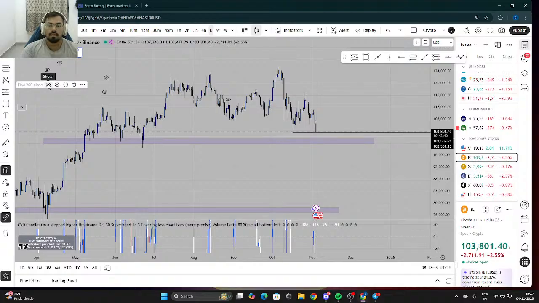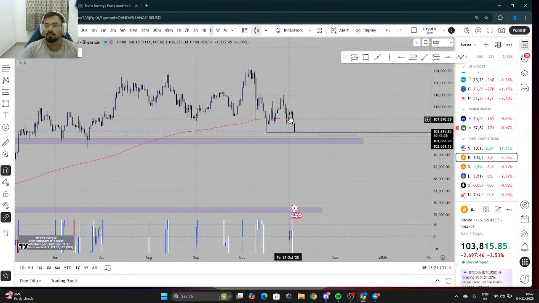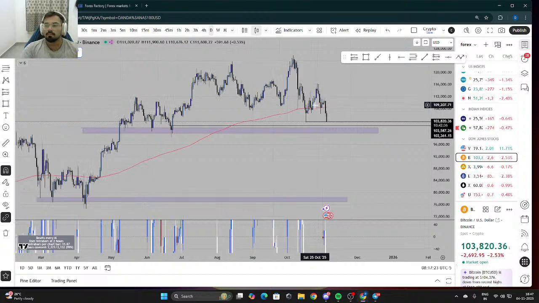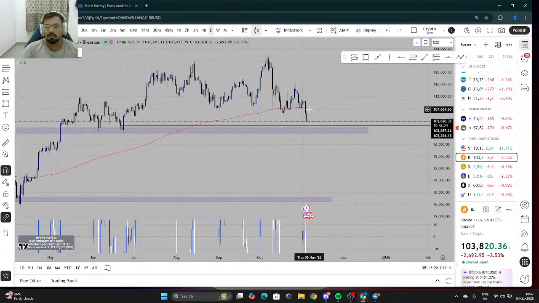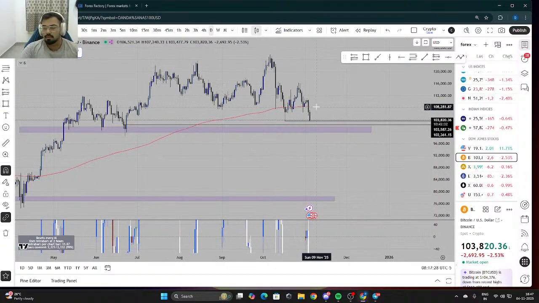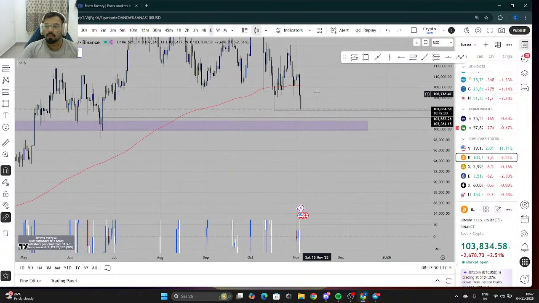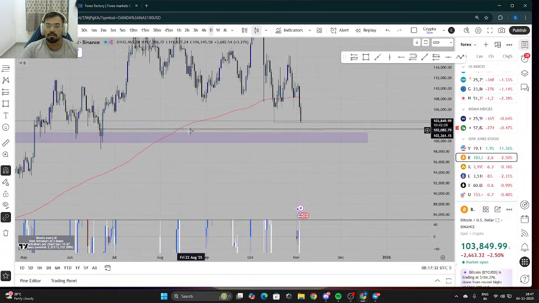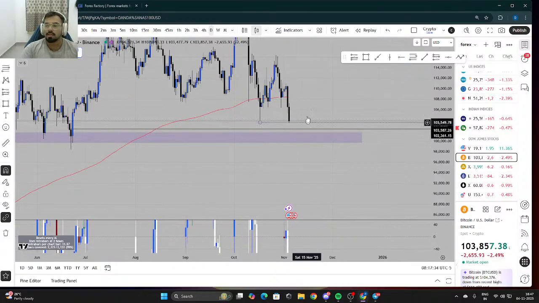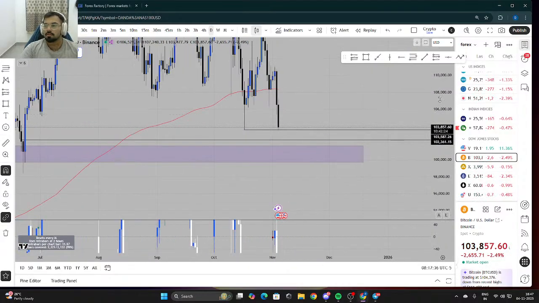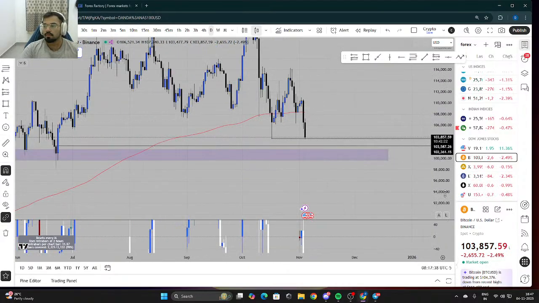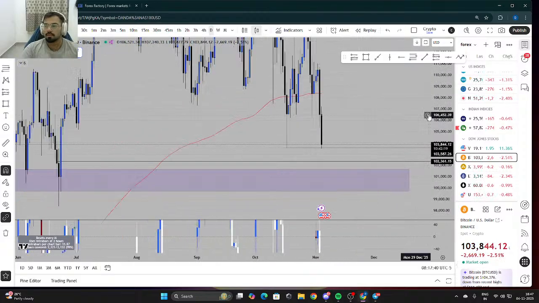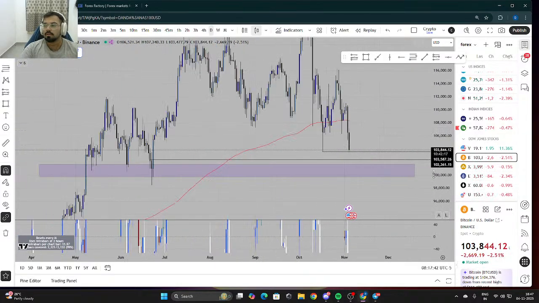Sometimes I do feel confused, so I use this 200 EMA. Below the 200 EMA is an indication of caution. But if buyers are strong and this is a valid demand zone, then price will eventually recover. But let's not expose ourselves to risk right now because there is no confirmation.